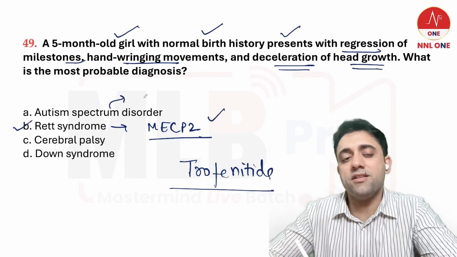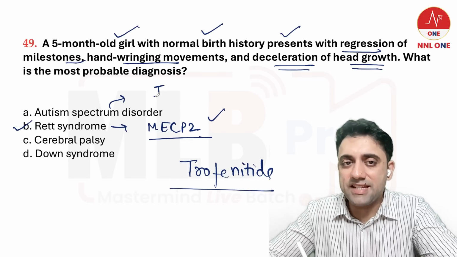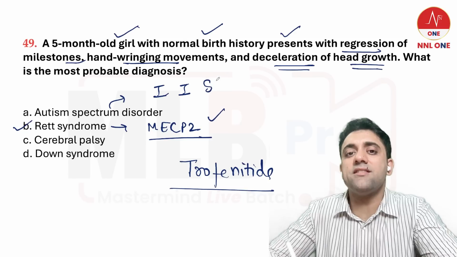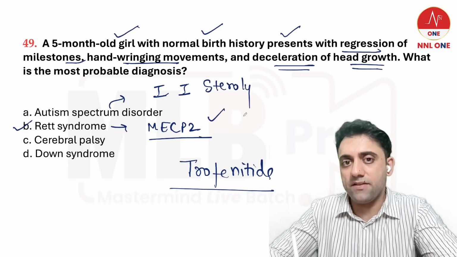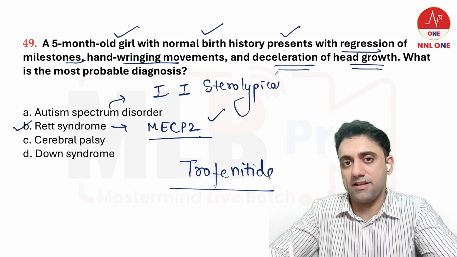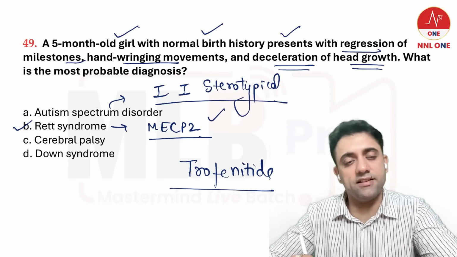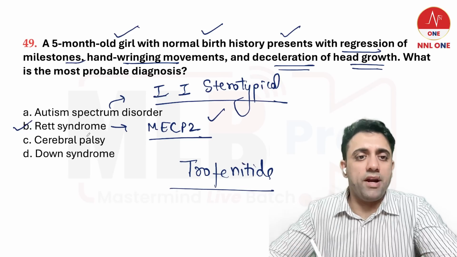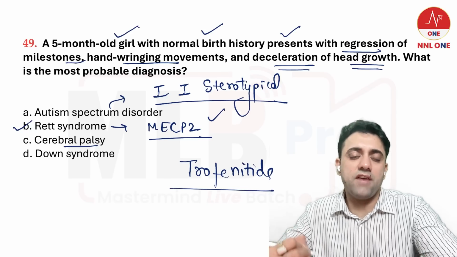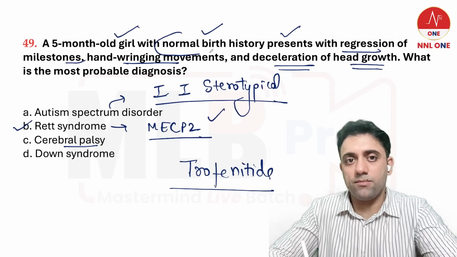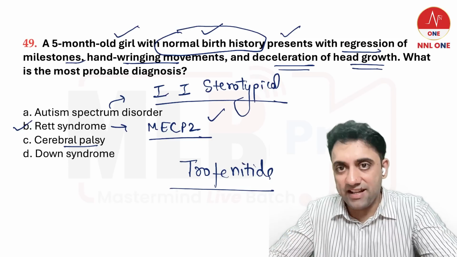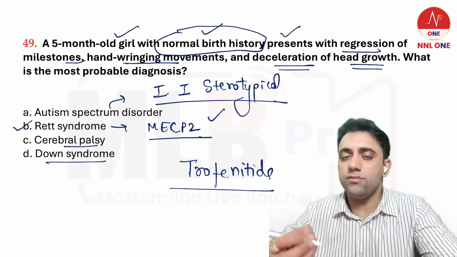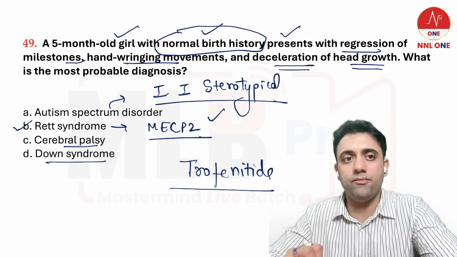Why is it not autistic spectrum disorder? The child is inattentive, impulsive and has a stereotypical pattern, the child keeps repeating the same thing. That is an autistic baby. Why is it not cerebral palsy? He should have a delayed cry history, but this is a normal birth history. Why is it not Down syndrome? Down syndrome children don't have hand wringing movement.